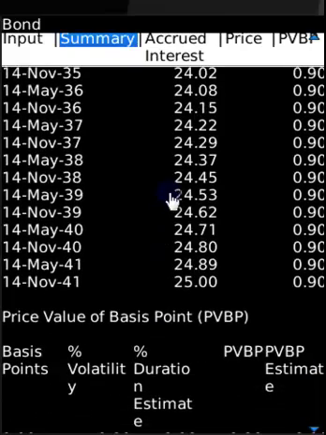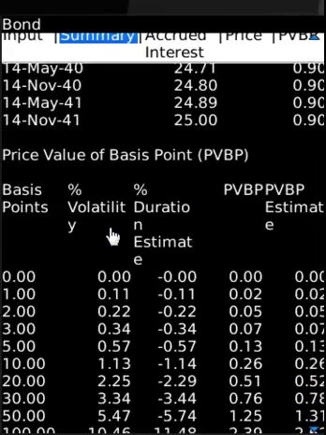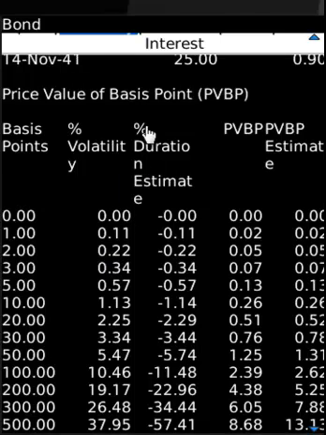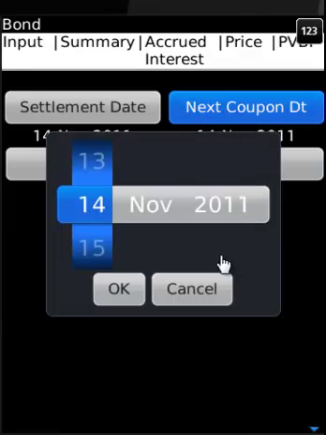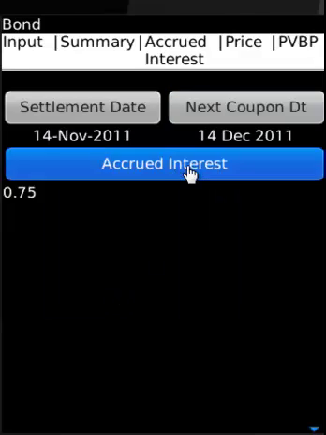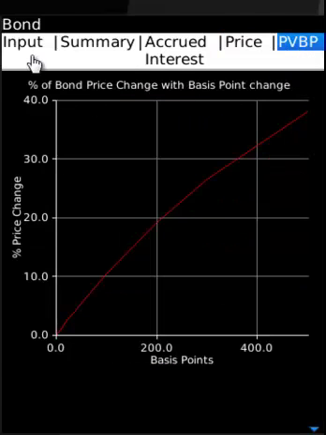we present you the price value of a basis point. So we go from 1 to 500 basis points, and we calculate the volatility, and then accrued interest. So if the next coupon date is November 14th, a month from today, what will be the accrued interest? Then the bond price chart over the term, and then the price value of the basis point.